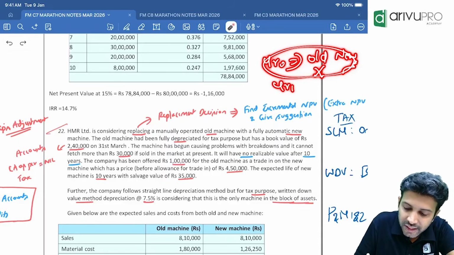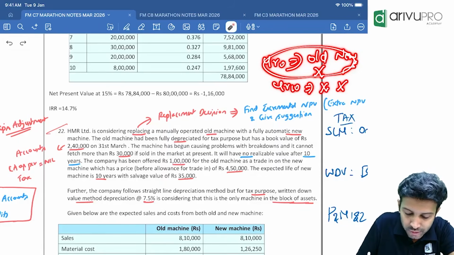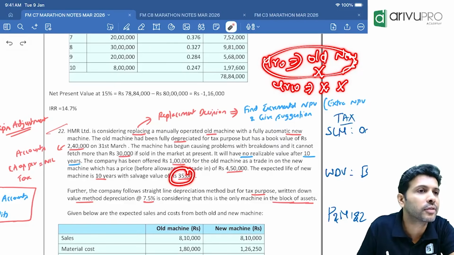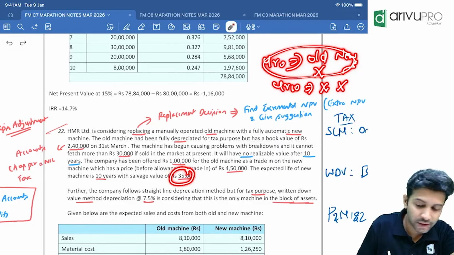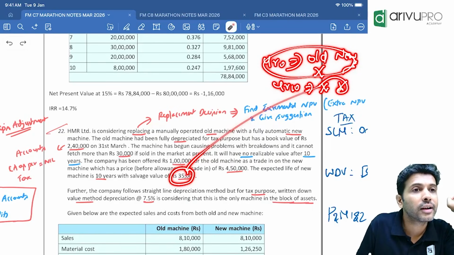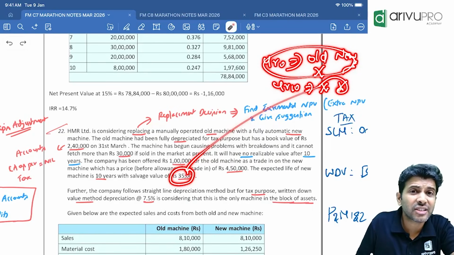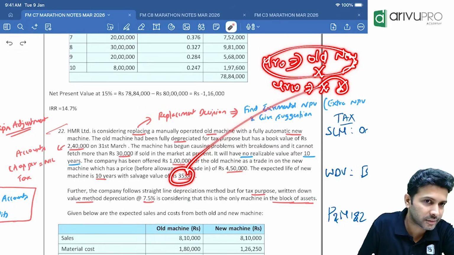Now imagine the 10th year. The old one is already not there, it was sold at year 0 only. The new one you will also sell, at a salvage value of 35. That means is any asset there in the block, or has the block come to an end? Block has come to an end, in the 10th year.